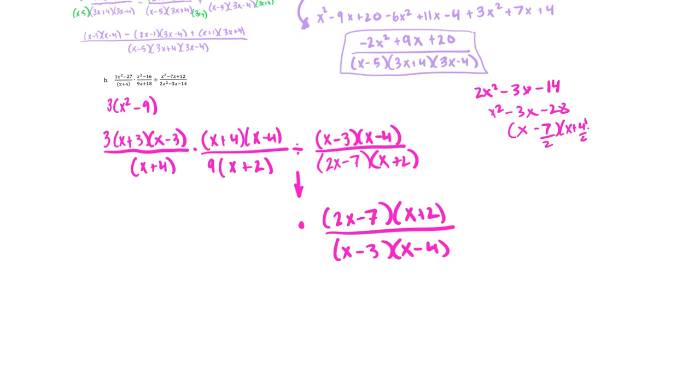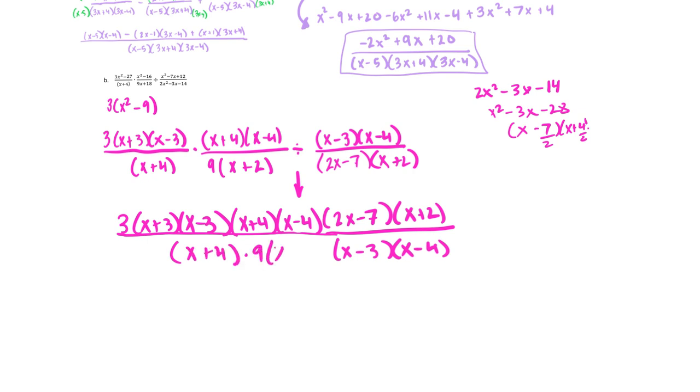And since we changed that to division, I'm just going to write everything else over that. So there we go. That's a little better. We have 3 times x plus 3, x minus 3. And we've got x plus 4, x minus 4. And then on this one, we have x plus 4 times 9, x plus 2. So there is all of our stuff factored out and put just as one giant fraction.